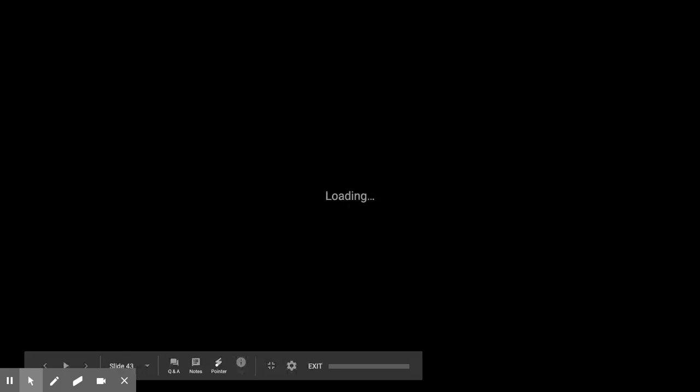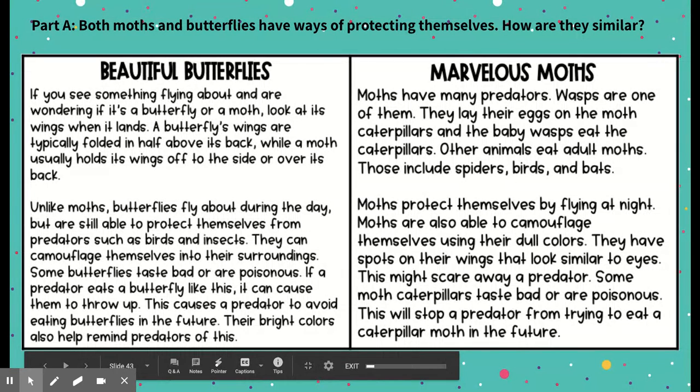Hey kiddos, today we are digging into a brand new skill, but we're going to use a passage that we're familiar with to help us. What we're going to work on today is actually comparing passages, and we're going to do so in an ACT Aspire type format.